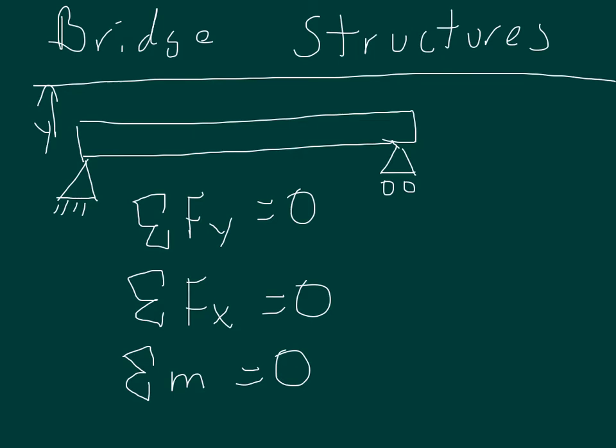Same thing in the x direction. If something pushes against it, the bridge would push back. Sum of the forces in the x direction would be 0. And the sum of the moments. Now what a moment is, it's very equivalent to torque. It is some force acting at some distance. Torque is F times D. In our examples, we'll see that the moment is some sort of force times R.